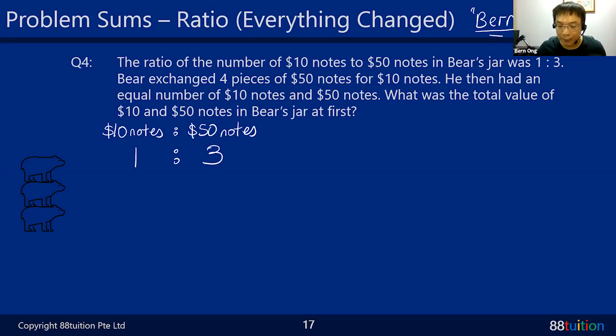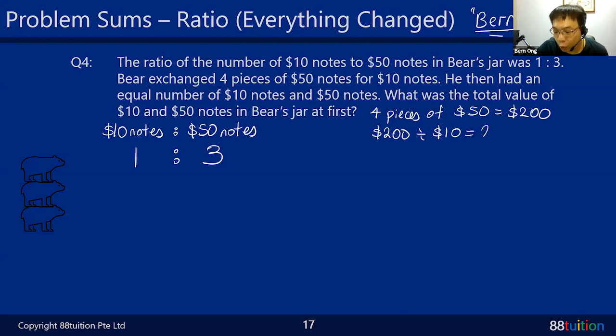So 1:3. Bear exchanged 4 pieces of $50 notes. 4 pieces of $50 notes is how much? What's the value? 4 times 50 is $200. And this $200, he went to exchange for $10 notes. So this $200 can get you how many pieces of $10 notes? $200 divided by 10, you get 20 pieces of $10 notes.